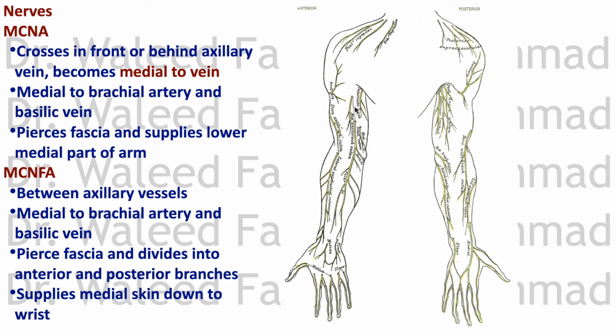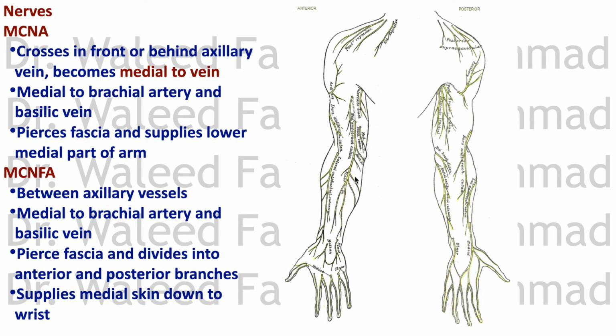On the other hand, the medial cutaneous nerve of the forearm is between the axillary vessels, not medial, between them, and medial to the brachial artery and basilic vein. Now, after it ends its relation with the axillary vein, it pierces fascia and divides into anterior and posterior branches to cover the medial side of the arm and supplies the medial skin down to the wrist region. This is the medial cutaneous nerve of the forearm.